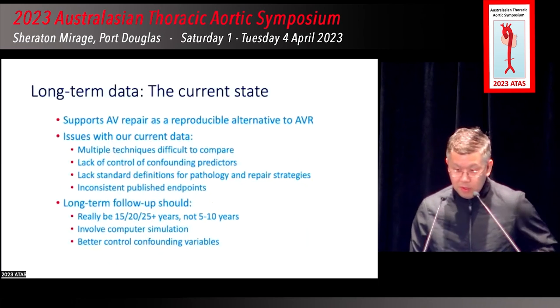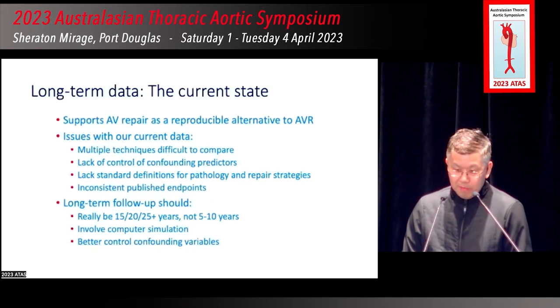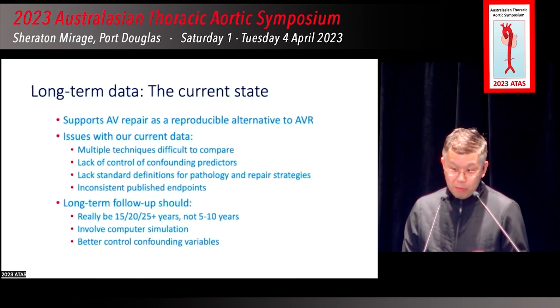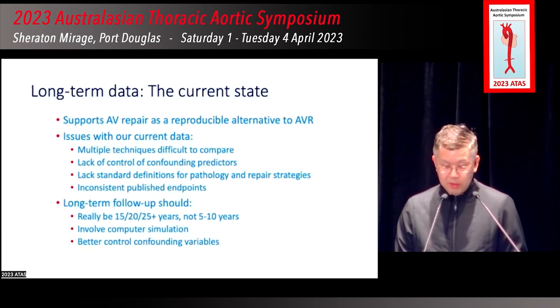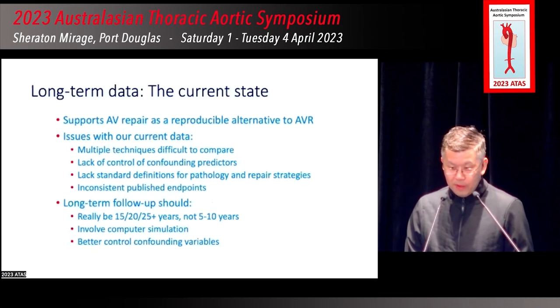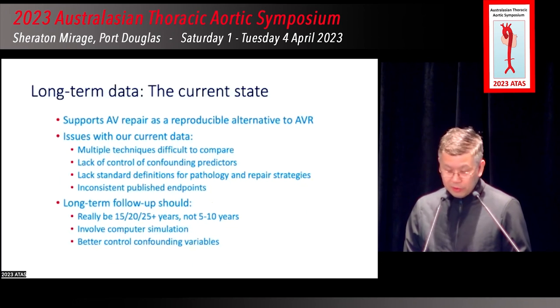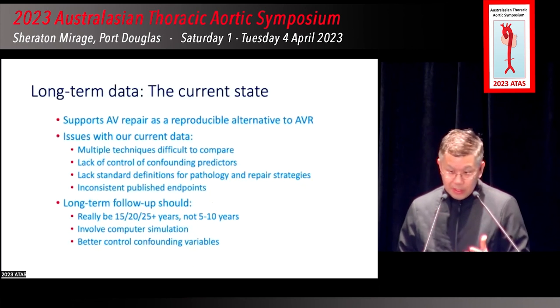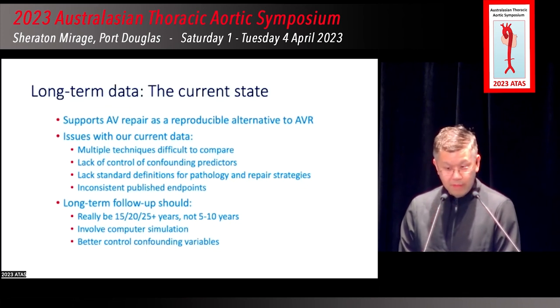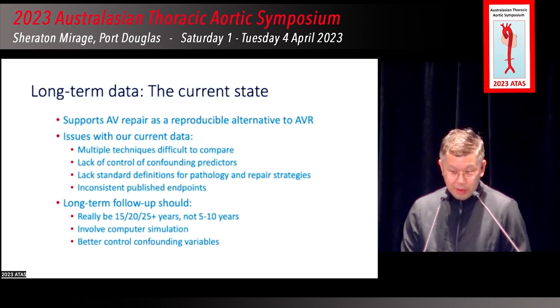So in terms of long-term data, it does support aortic valve repair being a reproducible alternative to AVR, but the issues with the data are there's multiple techniques being compared, lack of control of confounding predictors, lack of standard definitions, although that's getting better, and inconsistent published endpoints. And really, if we're talking about young people, we don't need to be talking about 5 or 10 years. We need to be thinking about 15, 20, 25 years plus, because of how young the patients are when they're affected, and better control of some confounding factors.